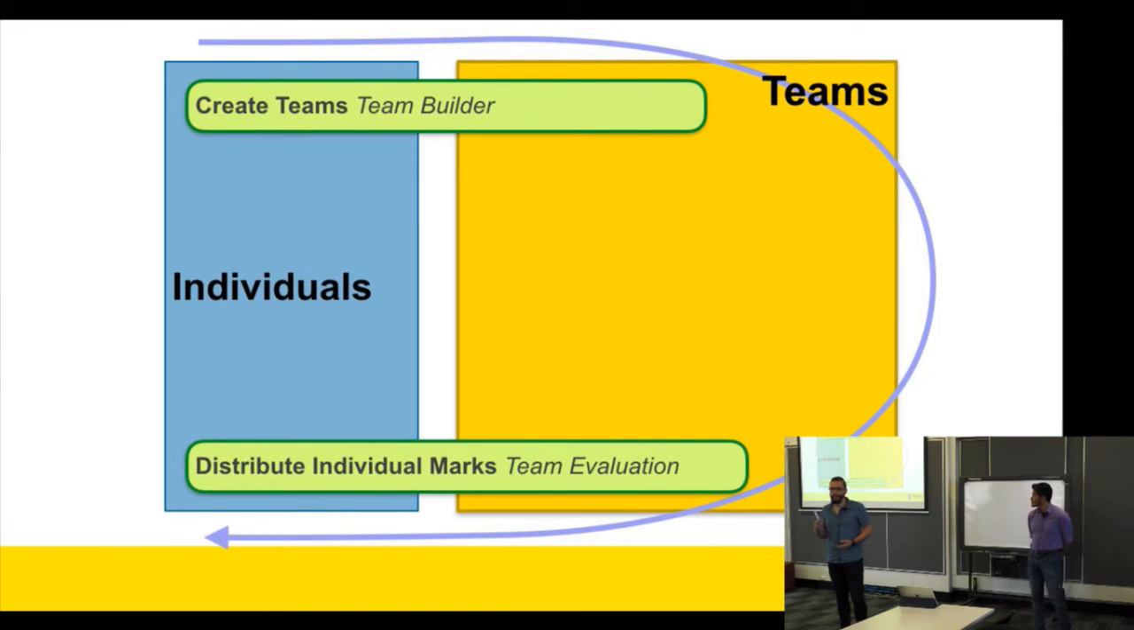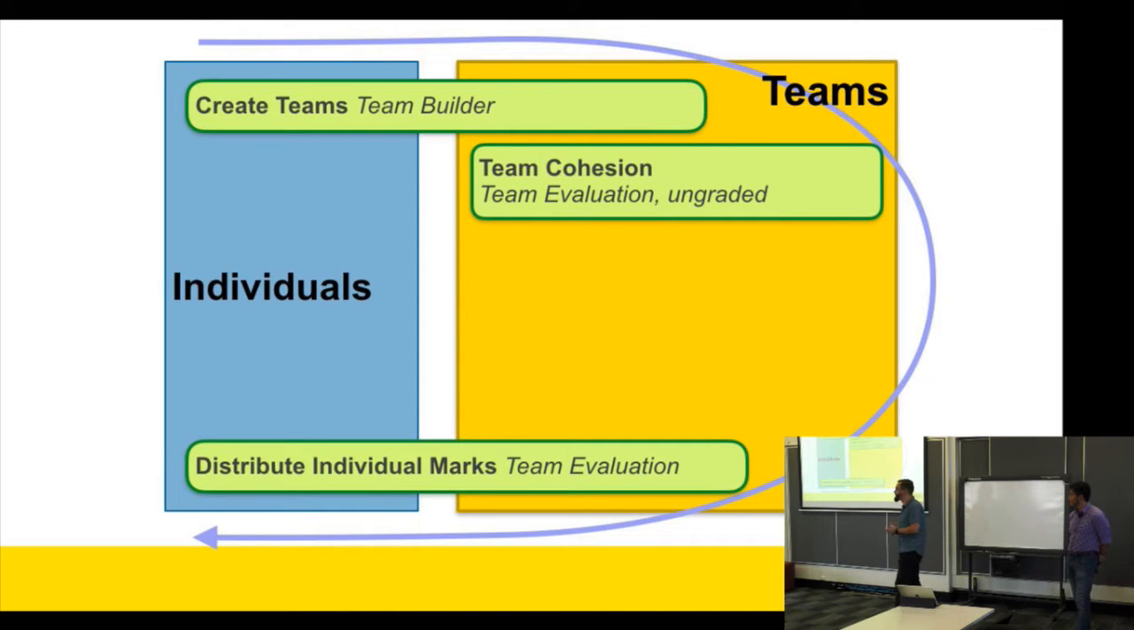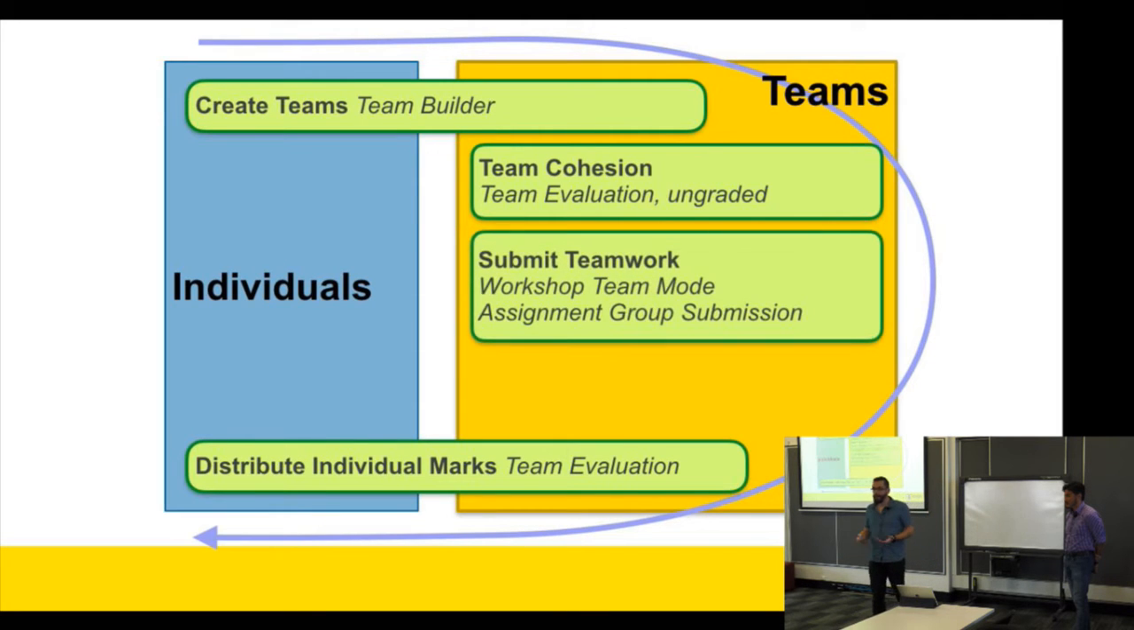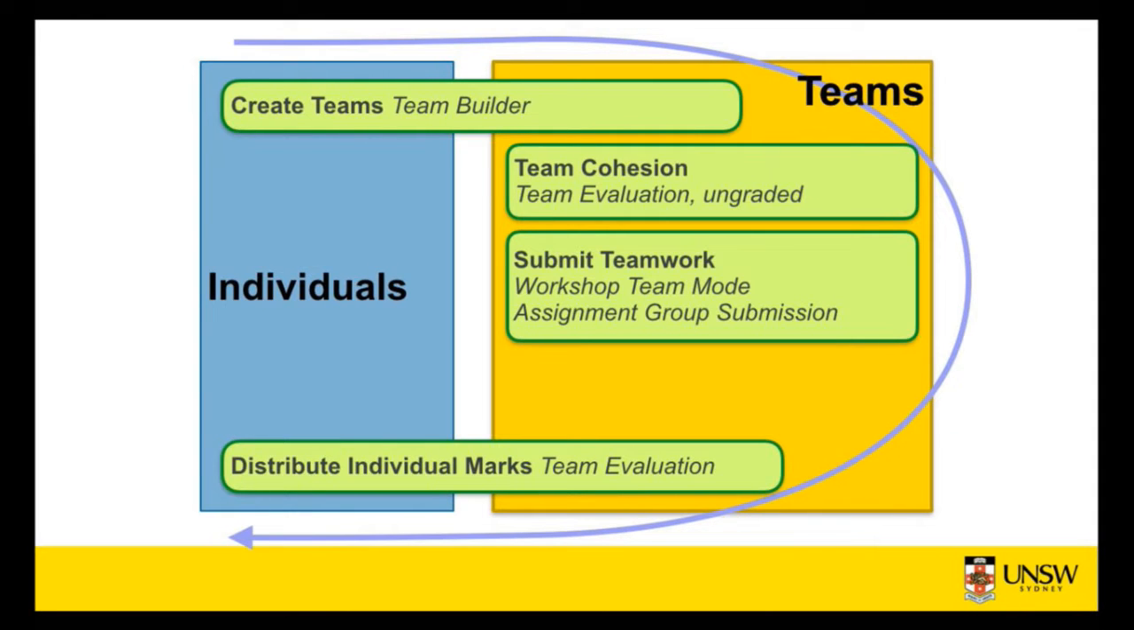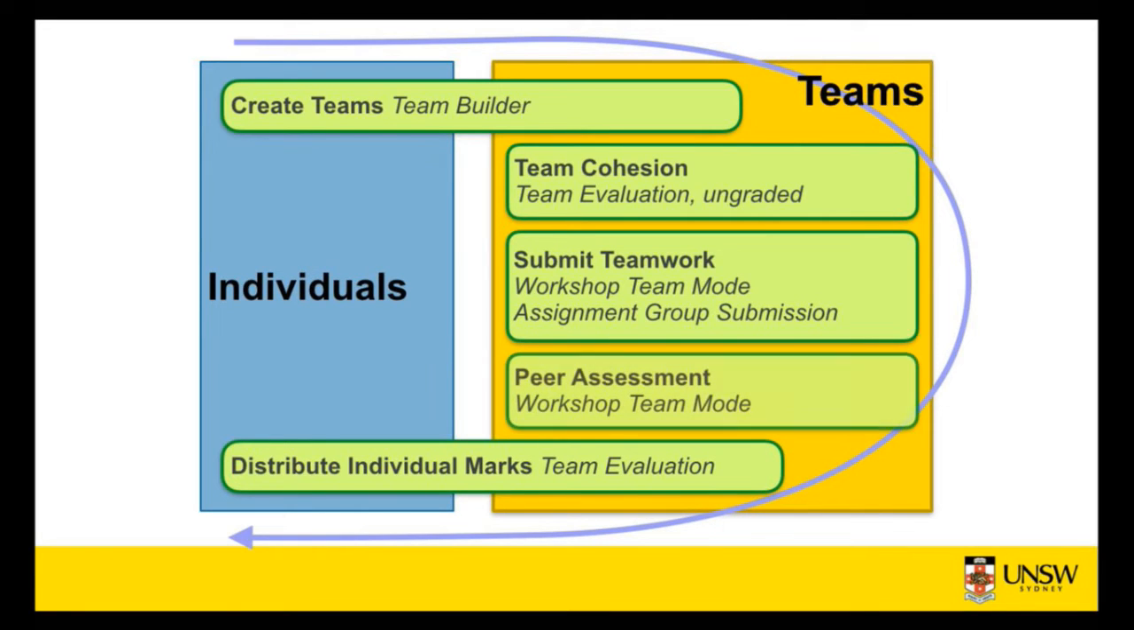We've got a way to get in, and that's with creating groups with a tool called Team Builder. It's been available for a couple of years. And then we have a way to get out with a new tool that we call Team Evaluation, and that's a way to distribute group marks onto individuals. And then while we're in team space, we have some more tools. We have some useful stuff. We've got ways of keeping up with team cohesion, making sure the teams are working together well using, again, team evaluation in an ungraded manner. We've got tools for submission and assignment. So we have the workshop in team mode, and we have assignment with group submission. And if you need to do some peer assessment within your teams, within your group work, then we have ways of doing that with the workshop, again, in team mode.